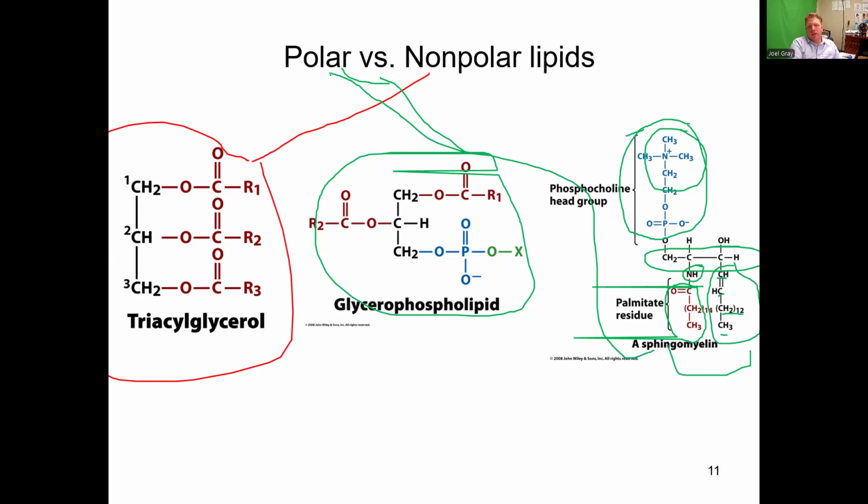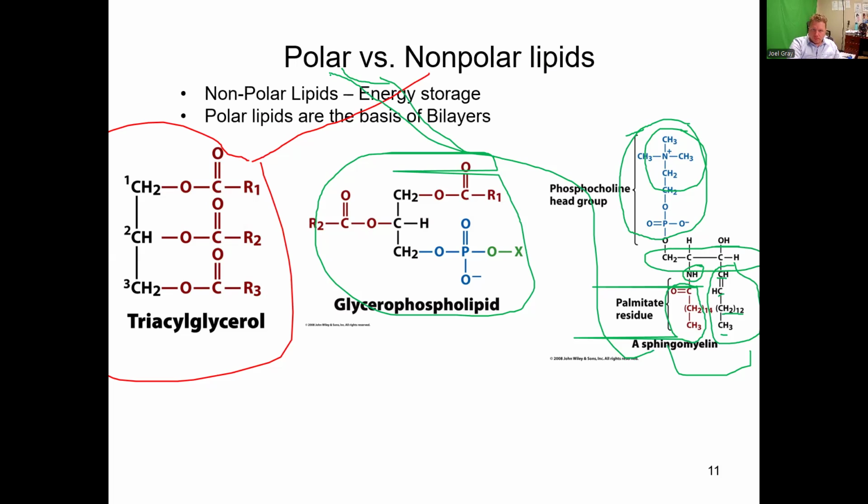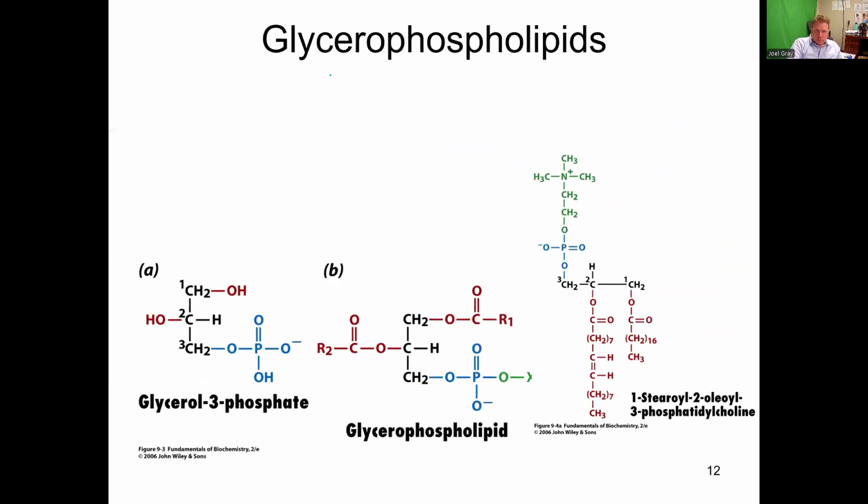So of these 3 different classes of lipids, triacylglycerols are non-polar. Glycerophospholipids and sphingomyelins are going to be polar. Your non-polar lipids, like your triacylglycerols, are going to be tremendous energy stores, whereas your polar groups are going to be the basis of bilayers, lipid bilayers.